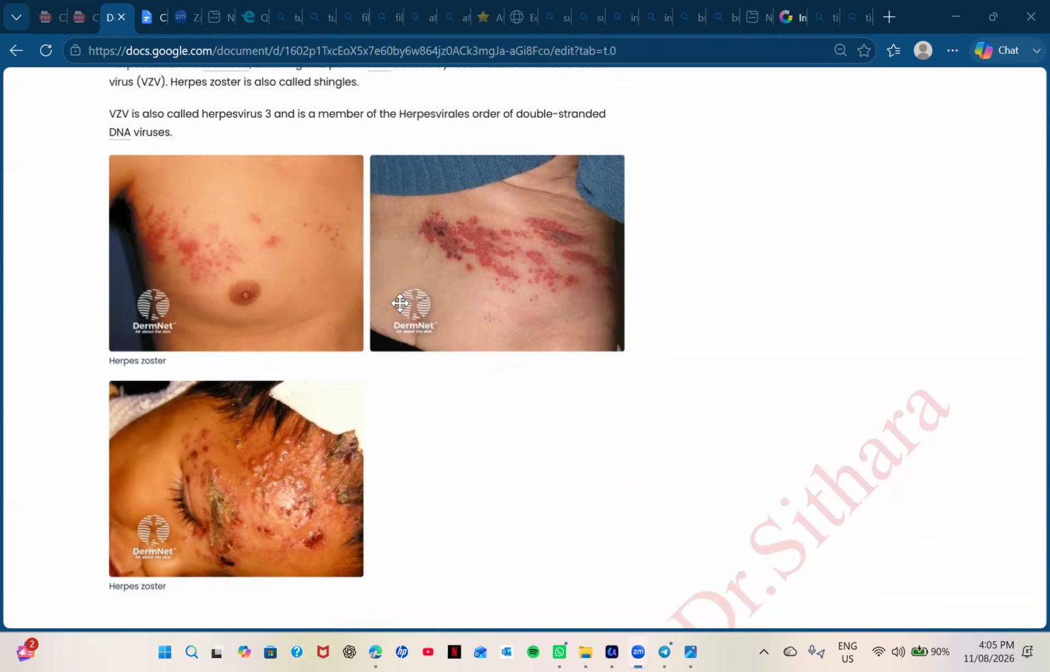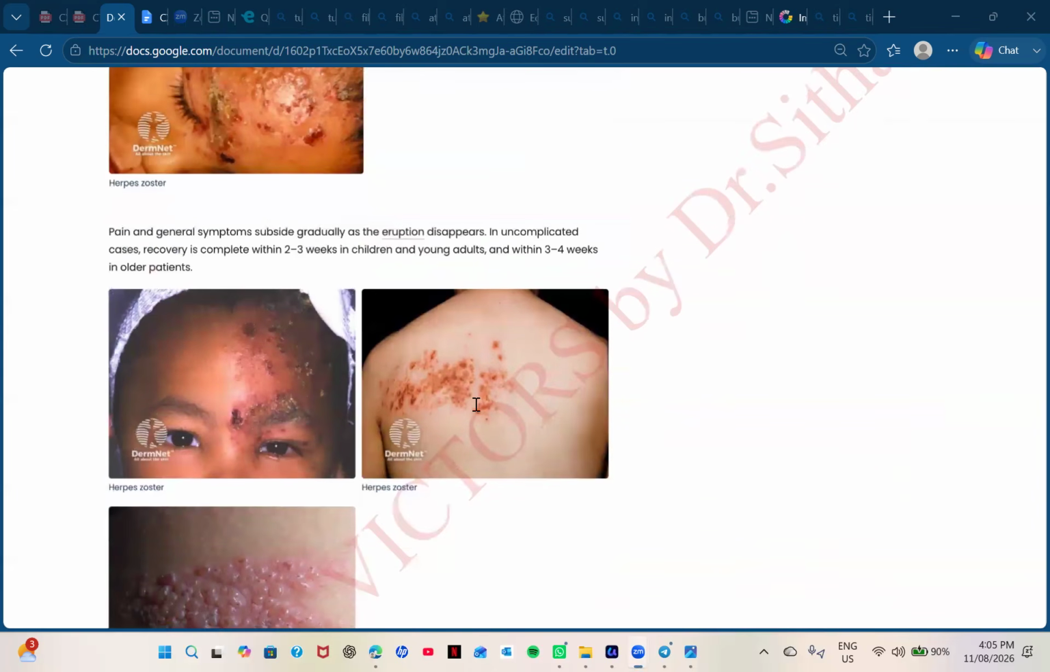If it is associated with facial nerve involvement, with the ear vesicle and the facial palsy, what we call it is Ramsay-Hunt syndrome, right? Ramsay-Hunt syndrome. Very important. Don't confuse things.